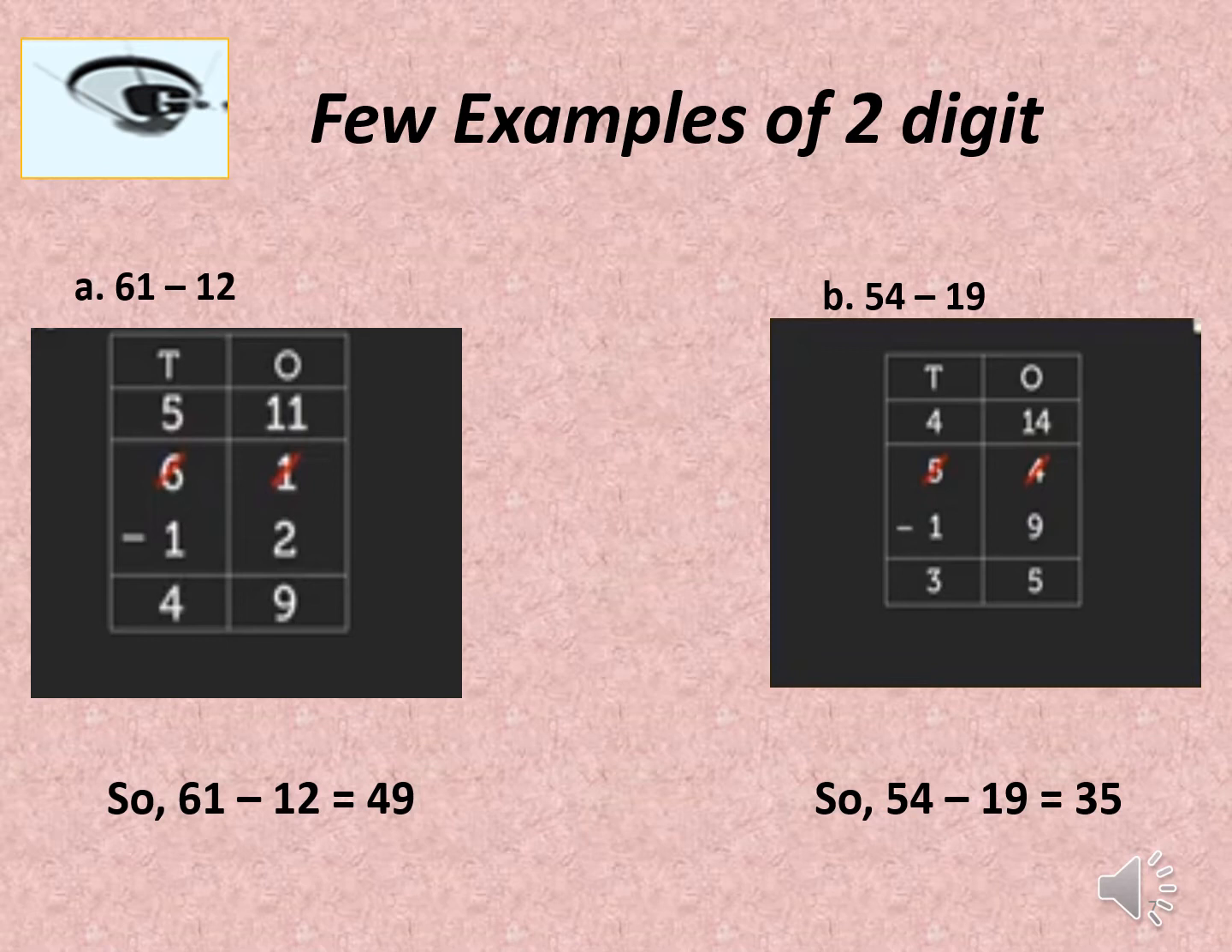Now let's move on to the tens value, where 4 is left and our subtrahend is 1. Now we will subtract 1 from 4 and we will get 3 as a difference. So students, 54 minus 19 is equal to 35.